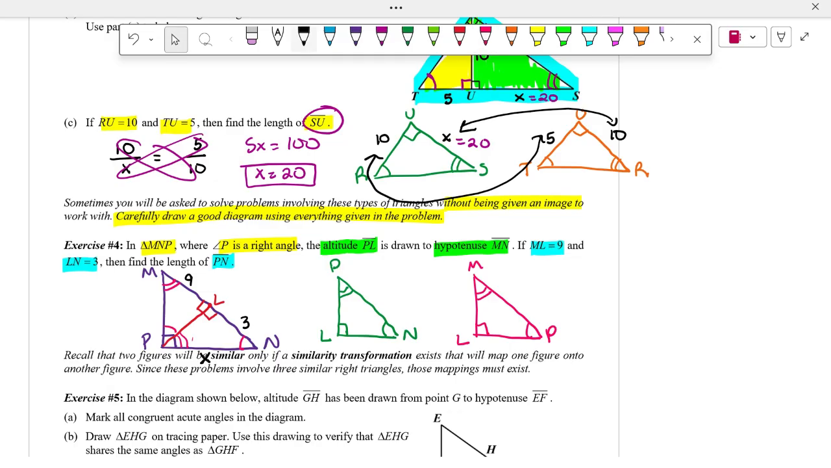I'm then going to mark all the designated sides on either triangle. So I have ML is 9, so that's on the pink triangle. LN is 3, that's on the green. And PN is X.